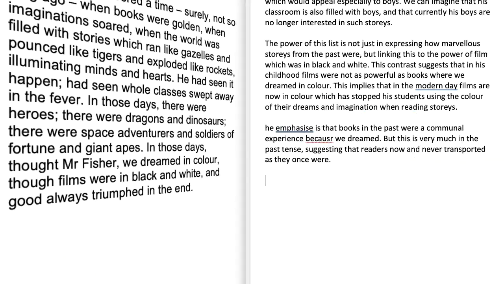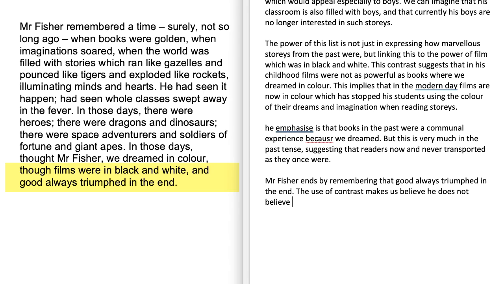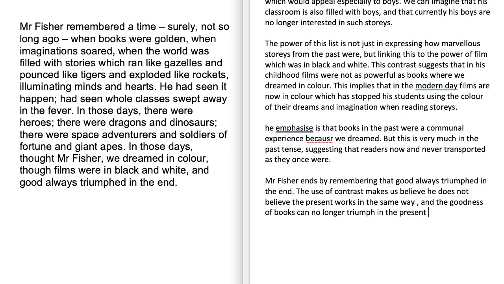I'm okay. Mr. Fisher ends by remembering that good always triumphed in the end. Full stop. The use of contrast makes us believe he does not believe the present works in the same way, comma, and the goodness of books can no longer triumph in the present as it once did so wonderfully during the golden period of the past. Full stop. Okay, I am done.